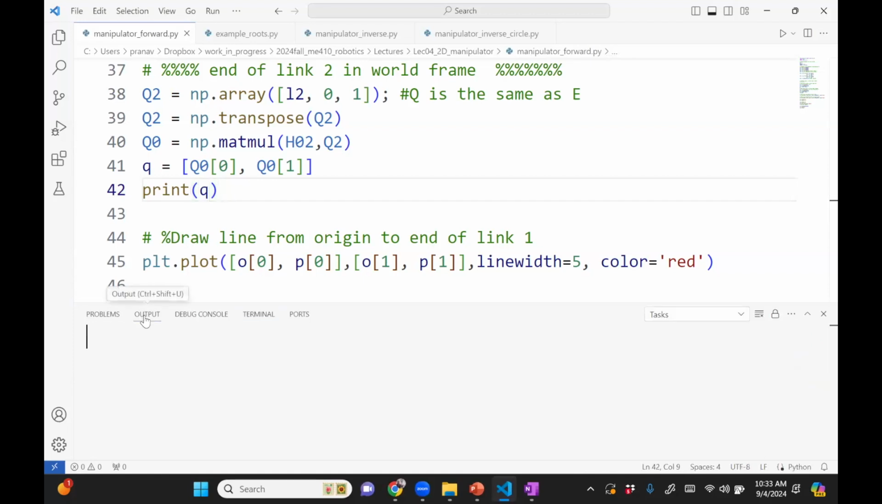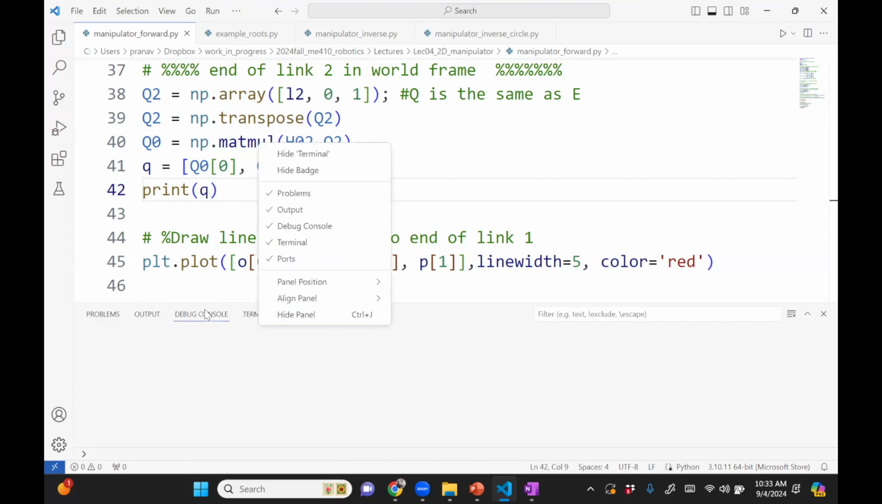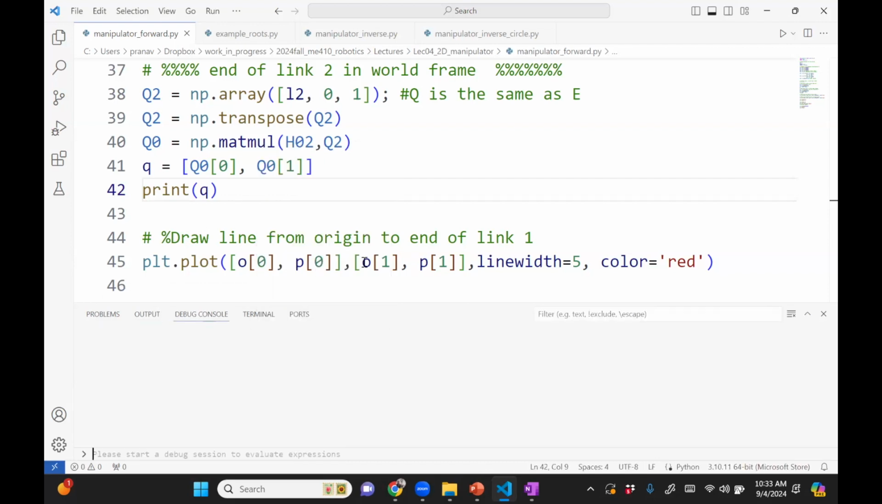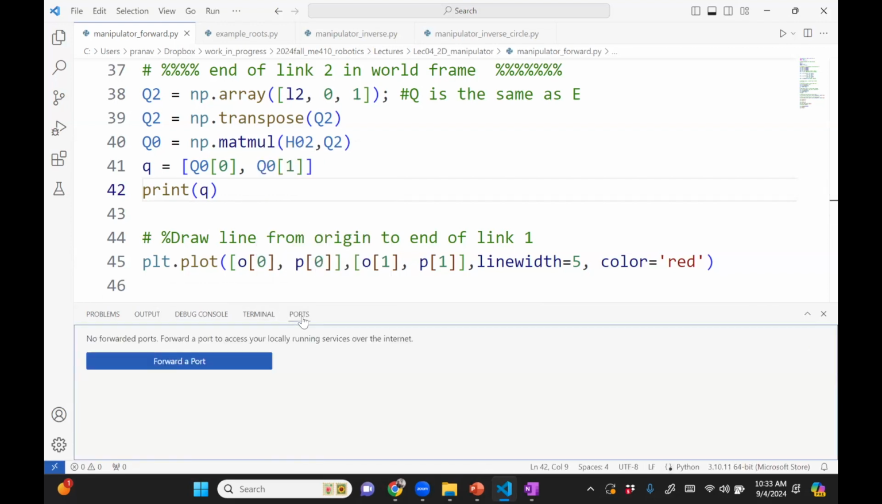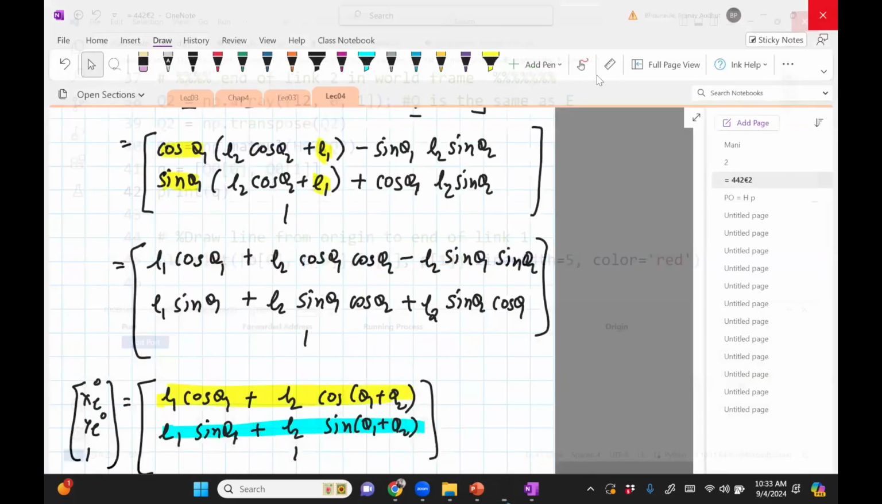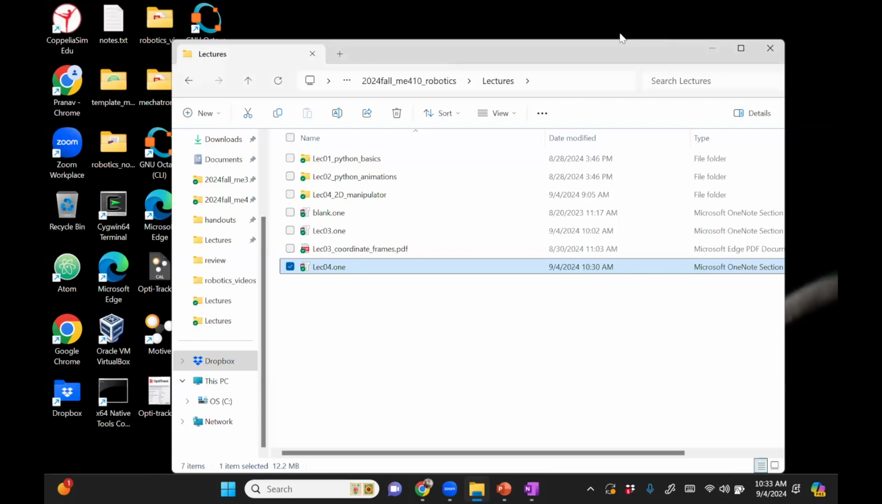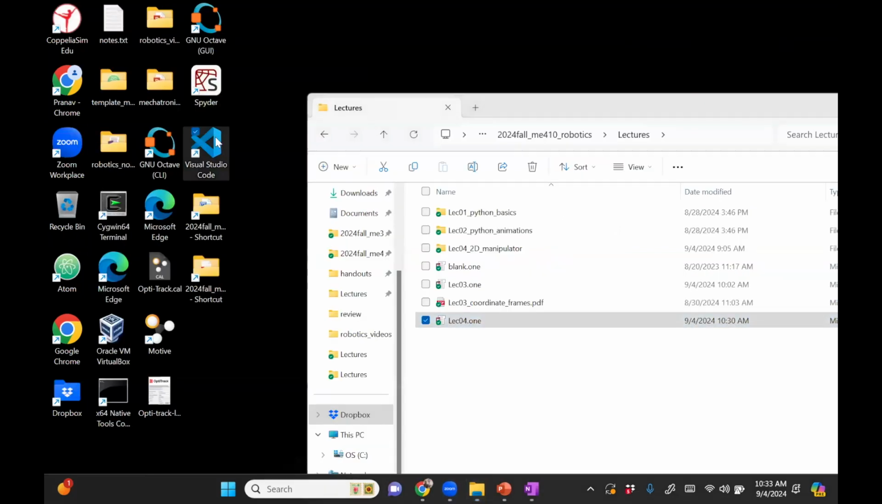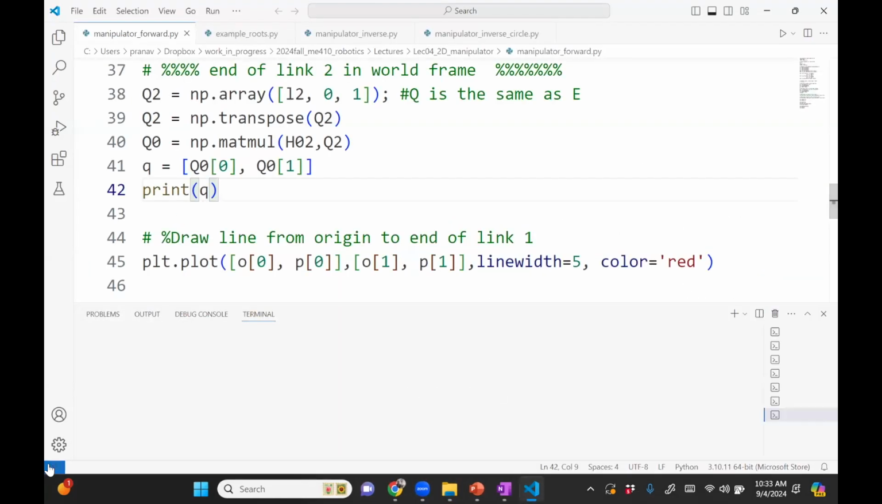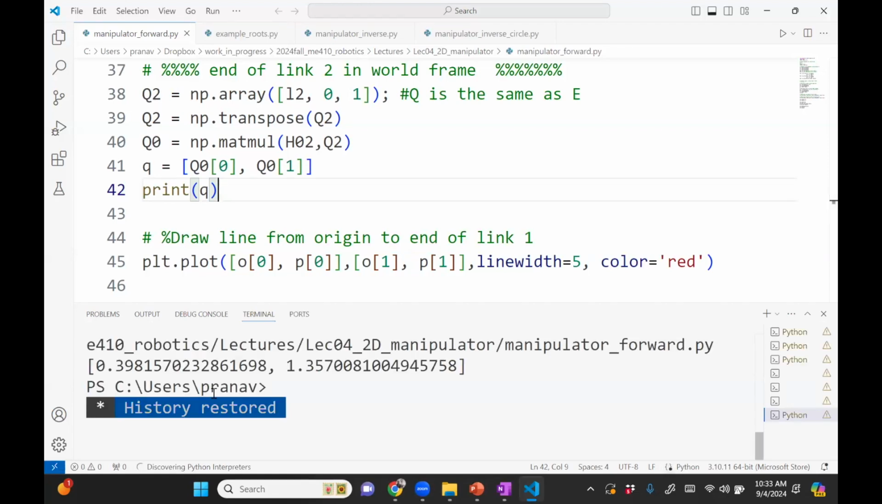Here's the output. Since it's not printing it out, try reopening it. There's some problem. Let me just try running it again.